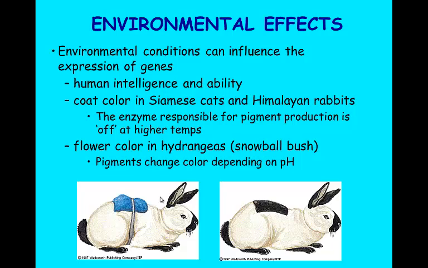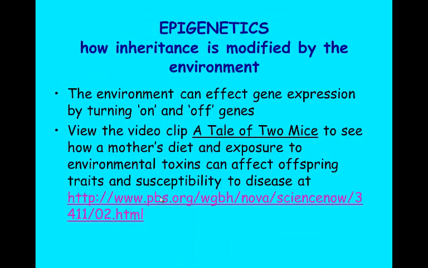Hydrangeas or snowball bushes, you'll notice that they come in either purple or pink. You can actually change the color of your hydrangea bush by changing the pH of the soil. Epigenetics is the idea that environment can turn on or off genes, and that's an interesting phenomenon, an interesting possibility, because we know some people, when exposed to toxins, can get very sick, and some others will not get as sick.